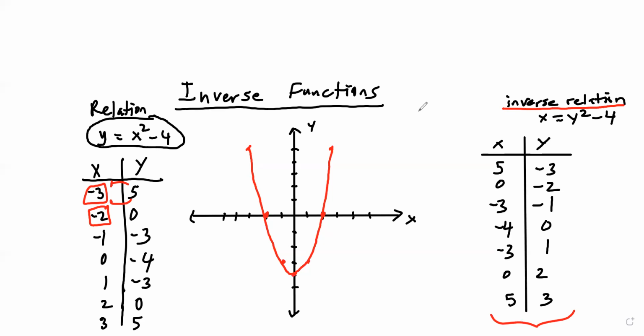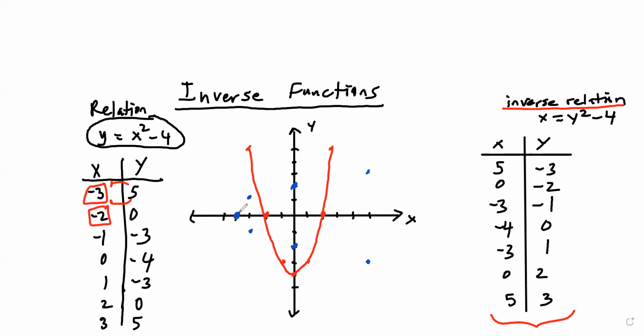So x is 5, y is -3, and that's going to be this point right here. Okay, that's this point here. 0, -2. So x is 0, y is -2. That's going to be this point right here. And then -3, -1, that's this point right here. And -4, 0, that's this point right here. -3, 1, x is -3, y is 1, that's this point here. And then 0, 2, that's this point here. And then 5, 3. And 5, 3 is this point up here.